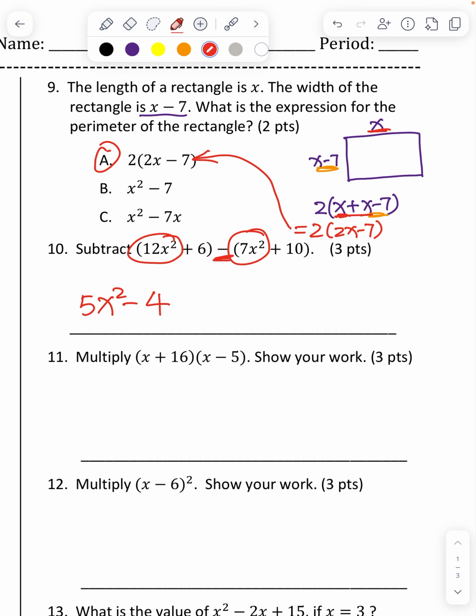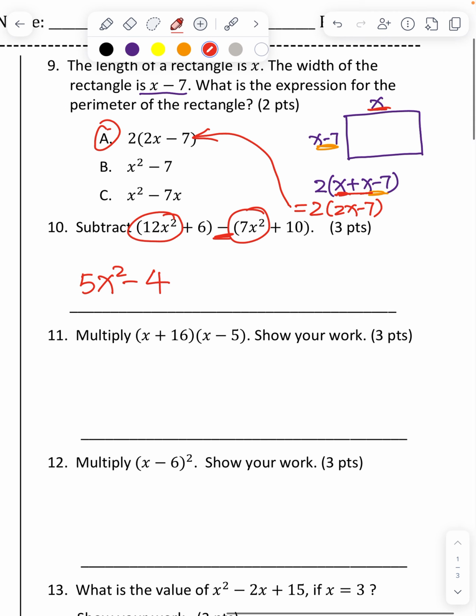Okay, number 11, multiply x plus 16 and x minus 5. You can use the distributive property. X distribute. So x times x is x squared. X times negative 5, that's negative 5x. So we have to use the distributive property twice. And then the x is done.